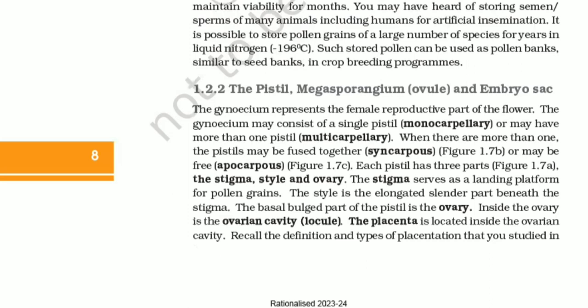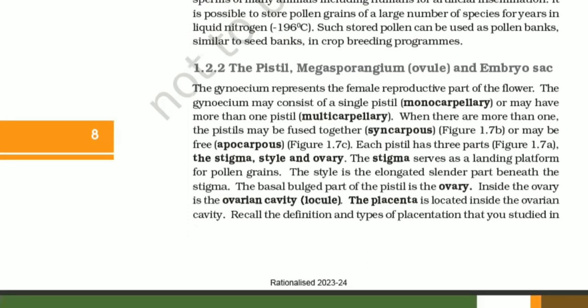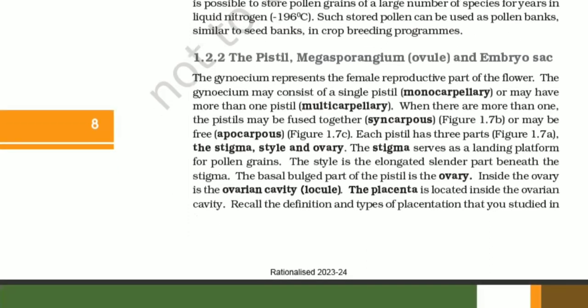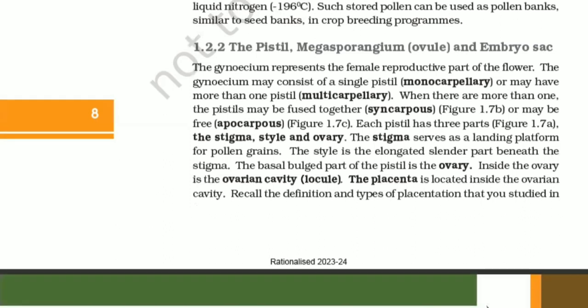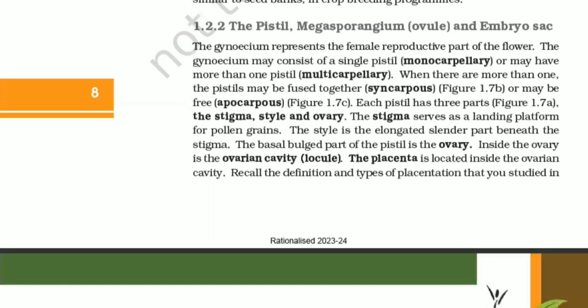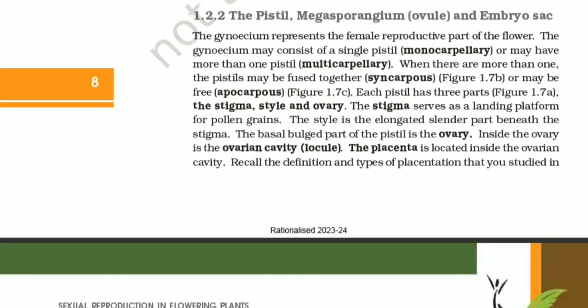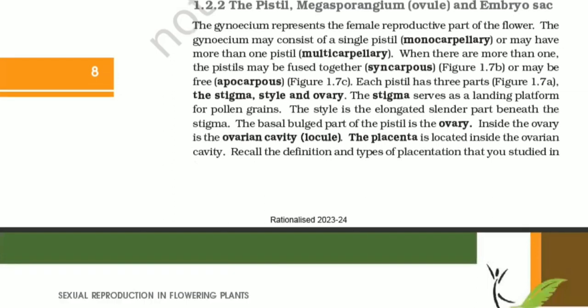1.2.2 The pistil, megasporangium, and embryo sac. The gynoecium represents the female reproductive part of the flower. The gynoecium may consist of a single pistil, that is monocarpellary, or may have more than one pistil, that is multicarpellary. When there are more than one, the pistils may be fused together, that is syncarpous, as shown in figure 1.7b, or may be free, that is apocarpous, as shown in figure 1.7c.